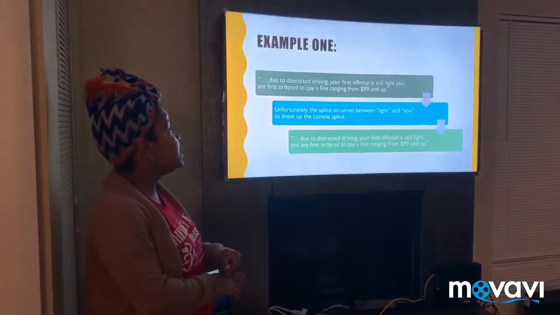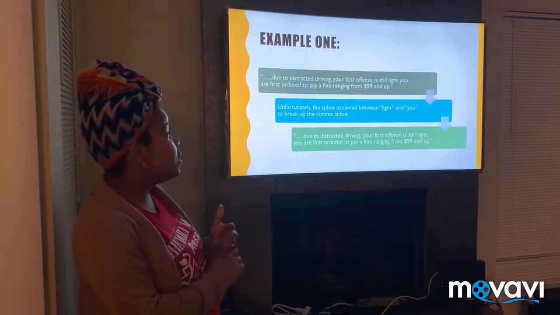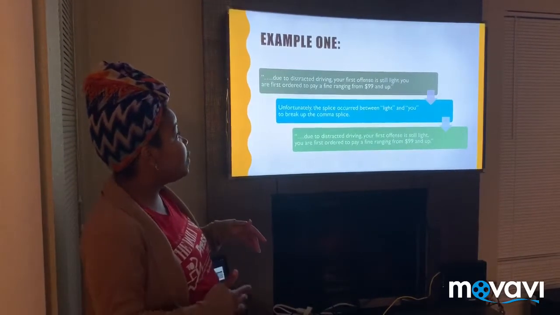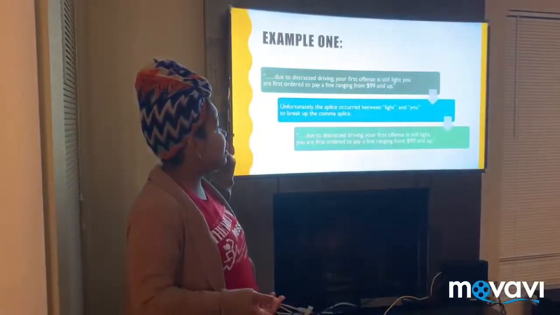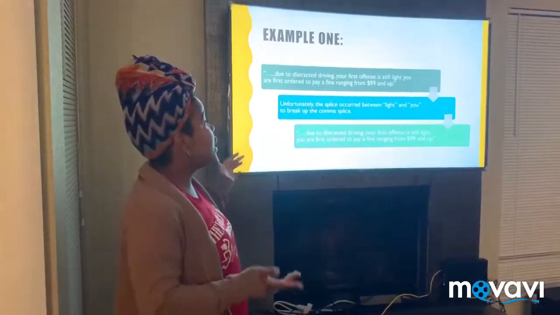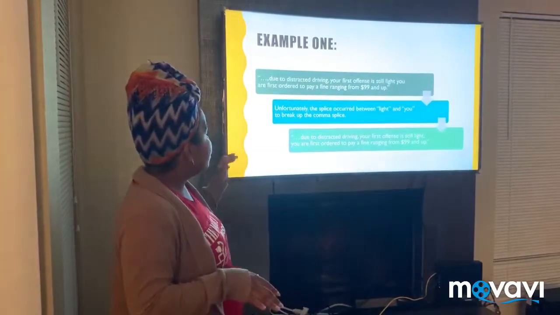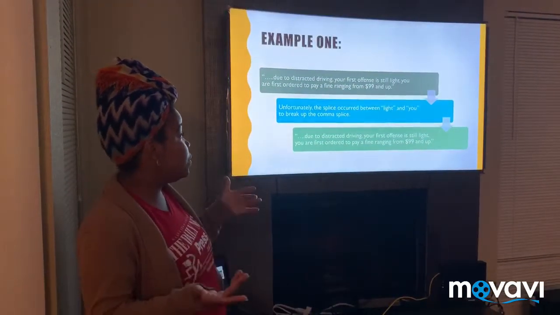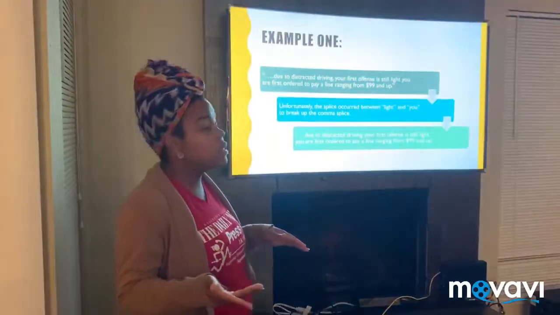So example 1: due to distracted driving, your first offense is still light. You were first offered to pay a fine ranging from $99 and up. So in my first example, unfortunately, it was a run-on sentence because it just kept going without any kind of way to break it up. The splice occurred between light and you. So you definitely need to break up that comma splice to avoid having any run-on sentences.